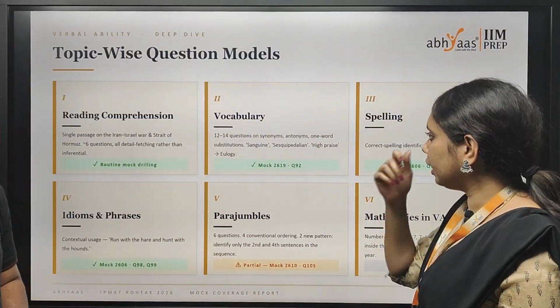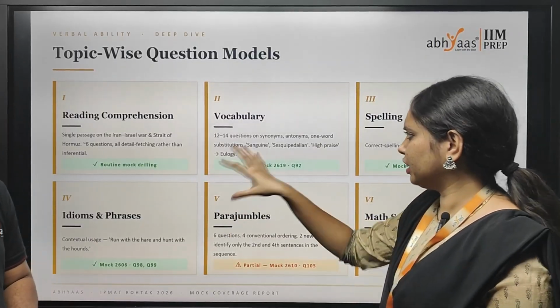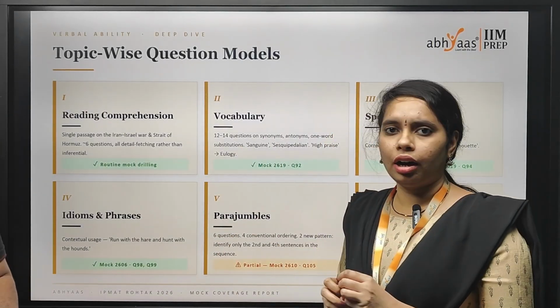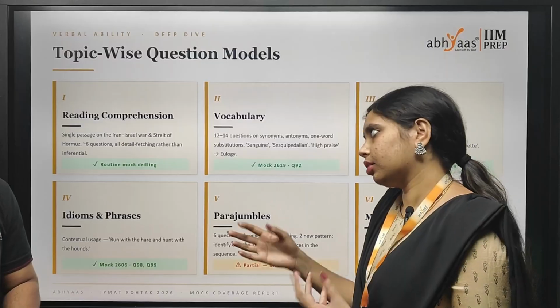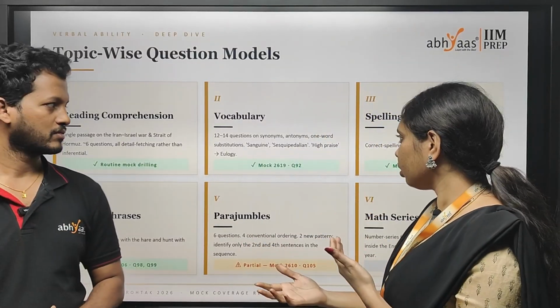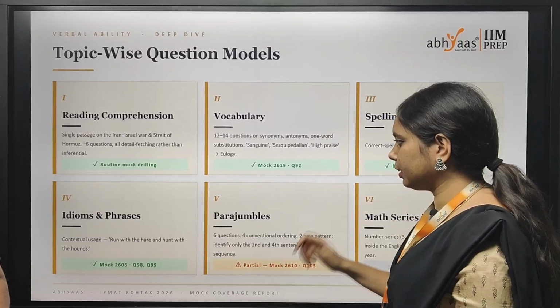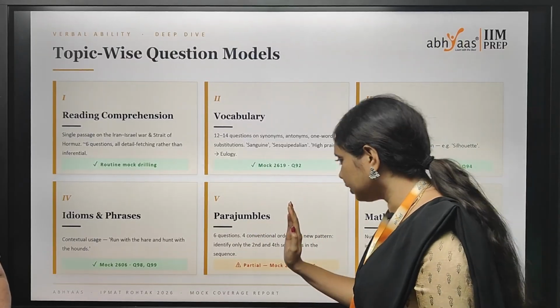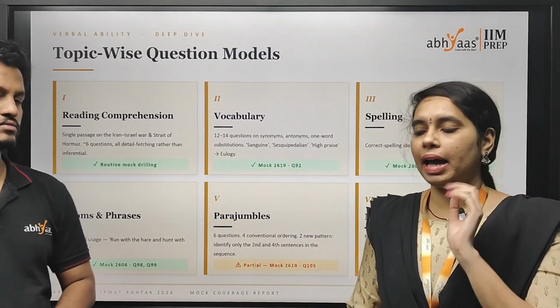Let us see these. We have 6 models here. Reading comprehension is covered in all of our mocks, but this year we only have one of it. And vocabulary is heavy this year. Spellings and idioms, phrases are as usual, and there is a surprise element when it comes to para jumbles.